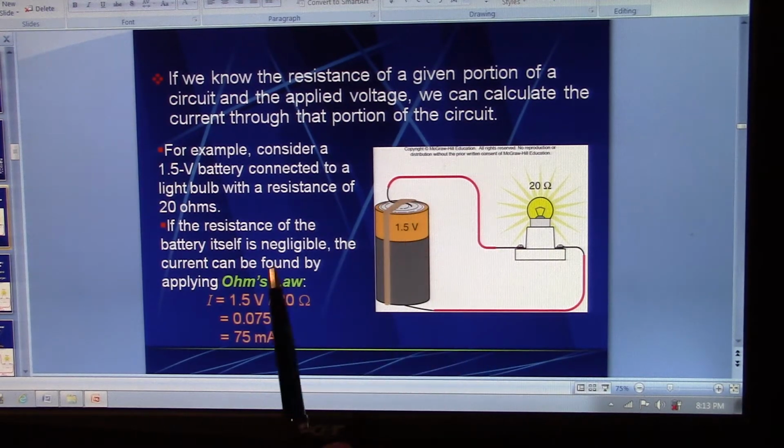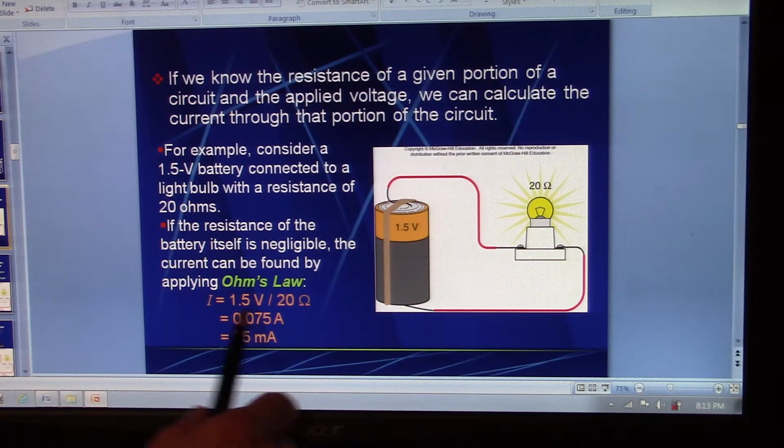So if you have 1.5 volts divided by 20 ohms, that's going to give you 75 milliamps, of course, so it would be 0.075 amps. So let's look at this in a little more. Let me go the other way.